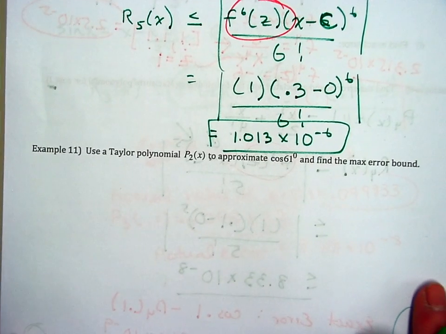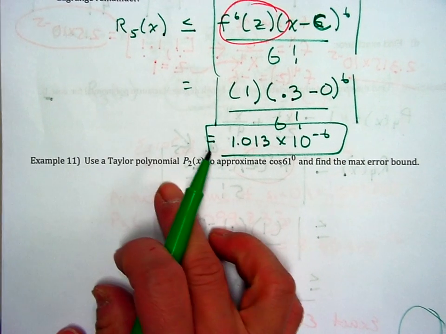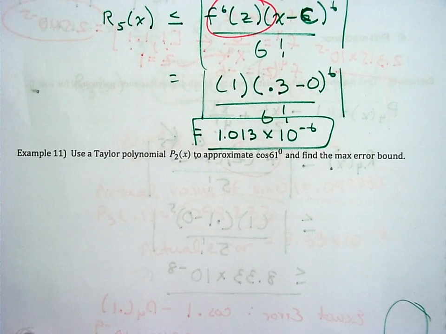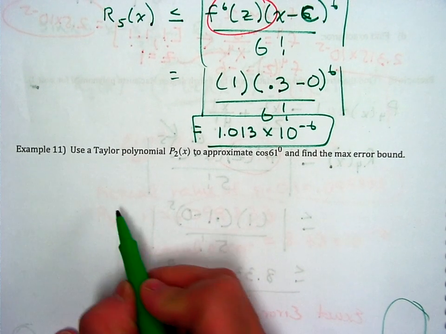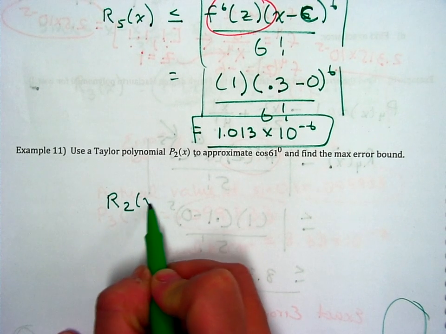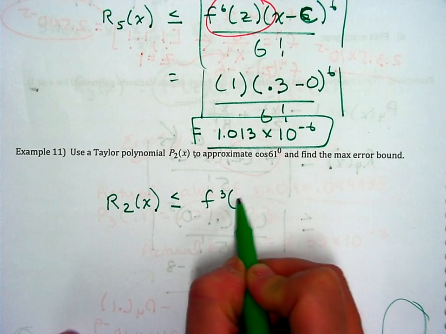Okay. Last one. Same thing. Use a Taylor polynomial of the second degree to approximate cosine of 61 degrees and find the maximum error bound. Again, the error associated with the second degree is going to be something less than or equal to the piece that has a third derivative in it.